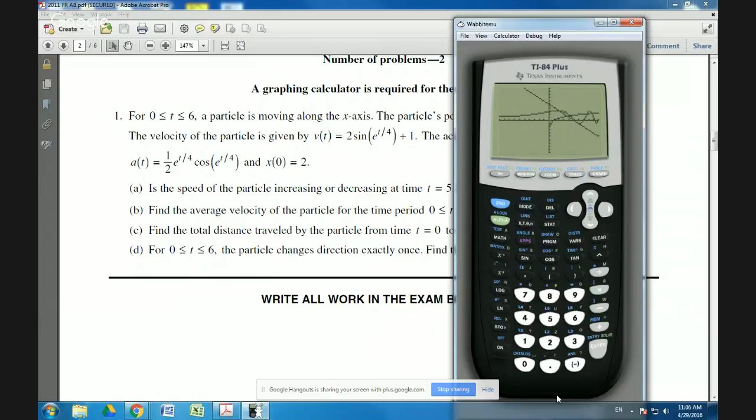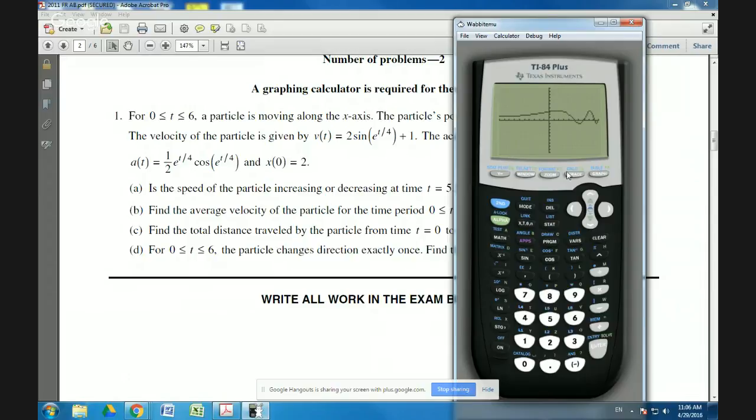Okay, from 0 to 6, the particle changes direction once, right there. If you want to inactivate graphs, highlight the equal sign and press enter. So if you want these not to show up, put your cursor on the equal sign and press enter. And then the graph will just be the function you want.